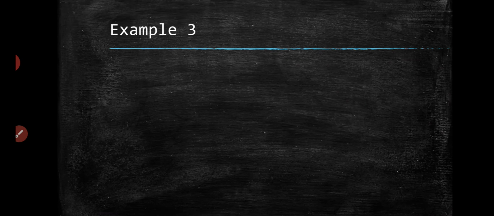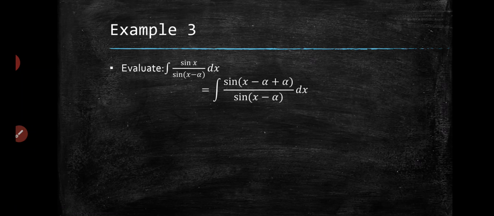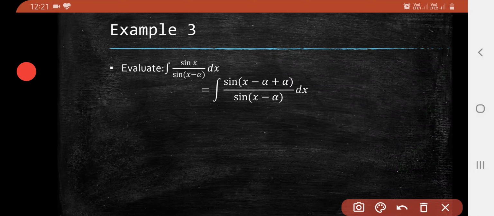Next, number 3. Here also, evaluate the integration of dx by sine of x minus alpha, with sine x in the numerator. We are going to apply a trick here. What is the trick? We add an alpha and subtract an alpha inside sine. When we are adding and subtracting an alpha, we can consider this whole x minus alpha as one thing and alpha as the other thing. Therefore we are going to apply the formula of sine of a plus b.